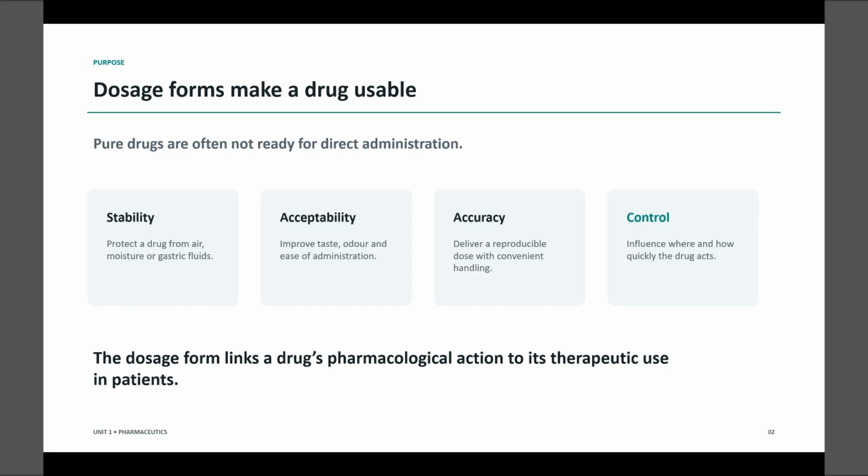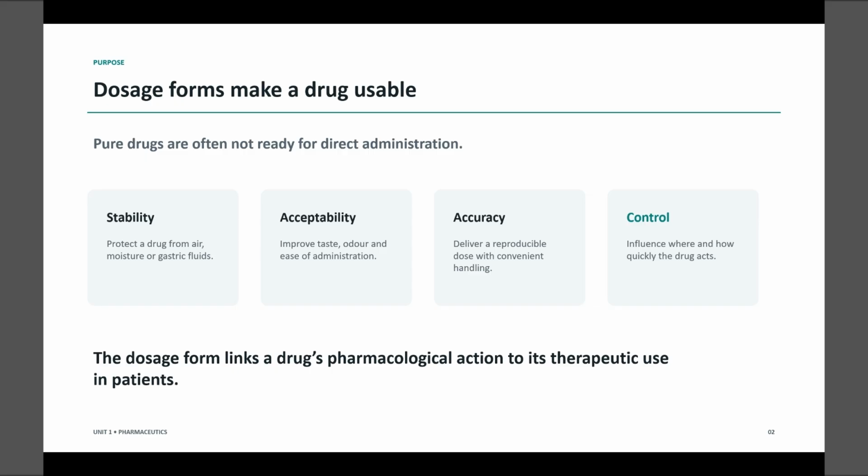You need certain fillers like excipients. You need some binders for converting into a tablet. Also, to maintain stability and protect a drug from air, moisture, or gastric fluids, different environmental conditions may damage your pure drug, so you have to maintain the stability of the dosage form, the stability of your API. So we have to modulate it into a different dosage form.